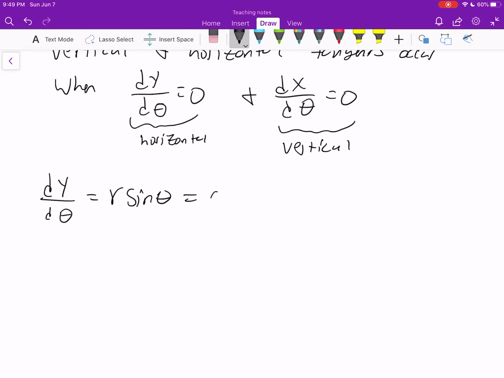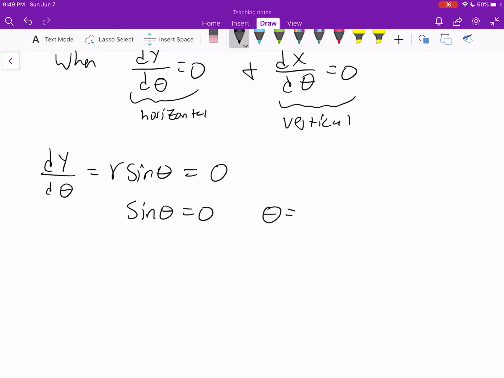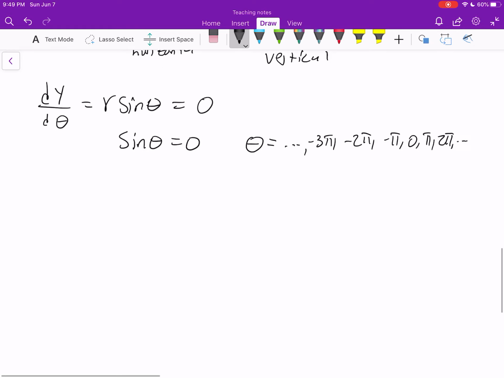So dy/dθ is r times sine theta. If this is equal to 0, I can divide by r, and I get sine theta is equal to 0. This happens when theta is equal to 0, pi, 2 pi, 3 pi, 4 pi, 5 pi, any integer multiple of pi. So negative 3 pi, negative 2 pi, negative pi, 0, pi, 2 pi, and so forth. Just any integer multiple of pi.